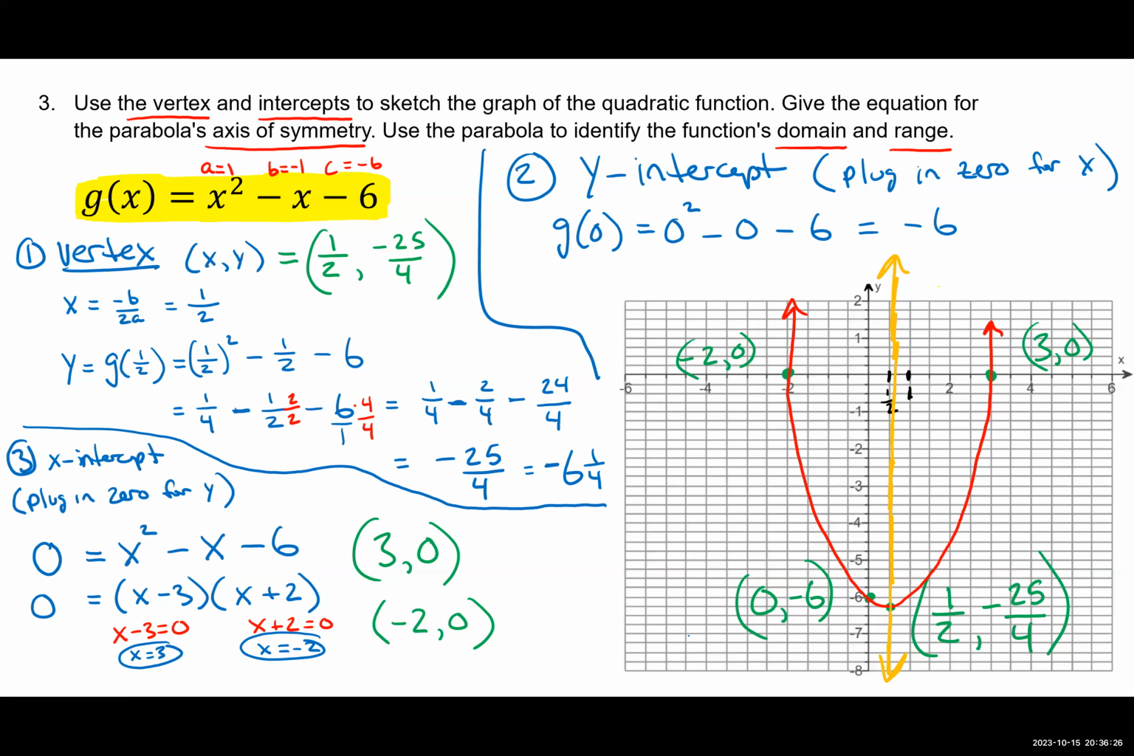Vertical lines have an equation x equals a number. And for parabolas, for quadratic functions, it's always going to be x equals the x number from the vertex, which we did first. The vertex is the point 1/2, comma negative 25/4. So the axis of symmetry is the line x equals 1/2. That's a vertical line.